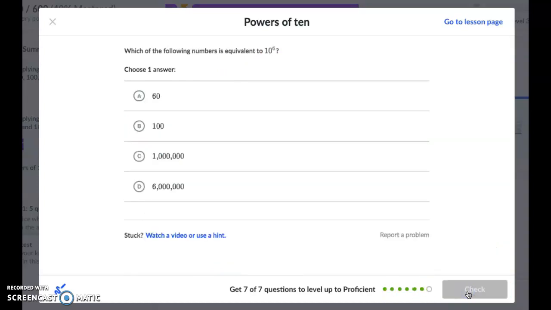Which of the following numbers is equivalent to 10 to the 6? So again, that means I need 10 six different times. So 10 times 10 times 10 all the way 6 times. So that means I'm going to have 6 zeros in my answer. So 1 million is going to be my correct answer. Now notice they put that 60 in there and they put that 6 million in there to kind of get you thinking that that 6 has to do with something. It's just telling you how many tens there are.